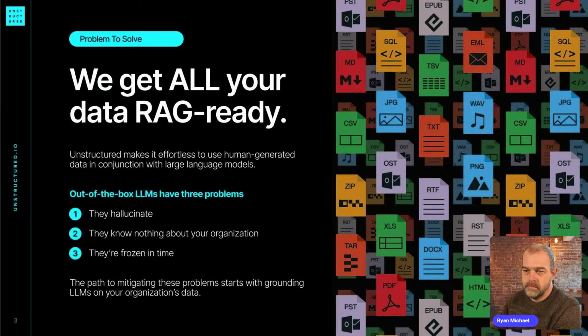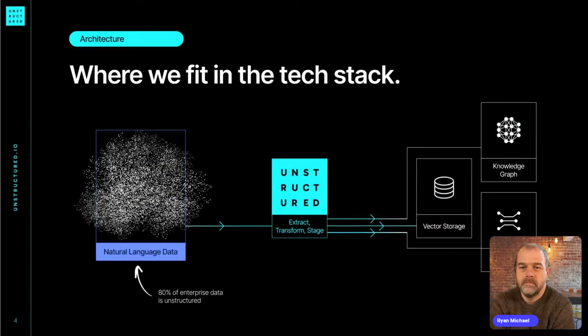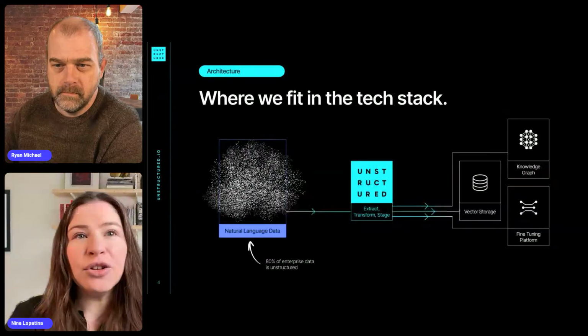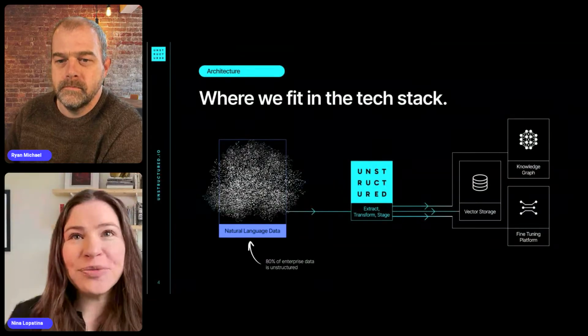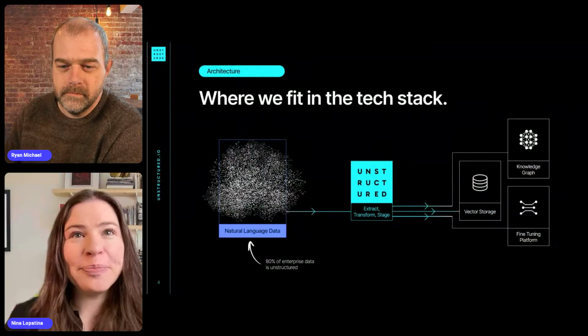And what we do is we get all of your data ready for RAG or Graph RAG. So we support about 60 plus different file types and get those into your vector database or knowledge graph for you. And so we fit in the tech stack between where all of your natural language data lives in unstructured data formats, and your vector storage or knowledge graph.